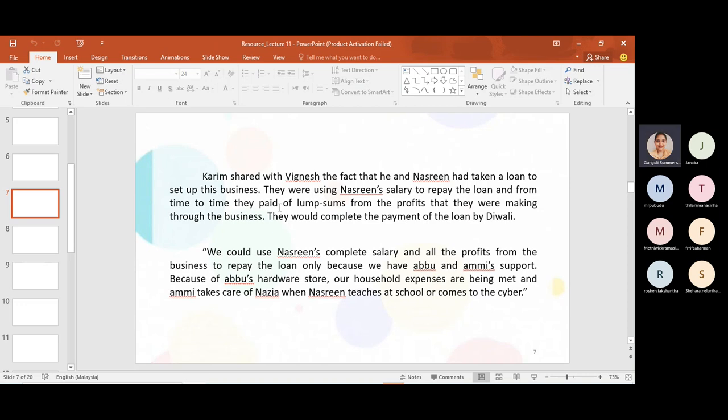Sometimes he can use the profits of the cyber cafe as well to repay the loan. So when they get a really good profit from the cyber cafe, they use some amount of that profit also to pay off the loan. And Karim says that they can complete the payment of the loan by Diwali.